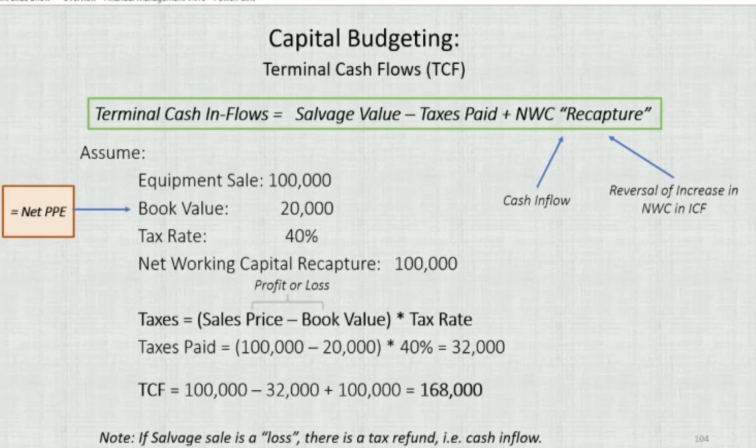Now, just one item of terminology, book value. If you look at the balance sheet, you don't see the term book value. It's really just another term for the net plant and equipment. That's what you'd see on the balance sheet.